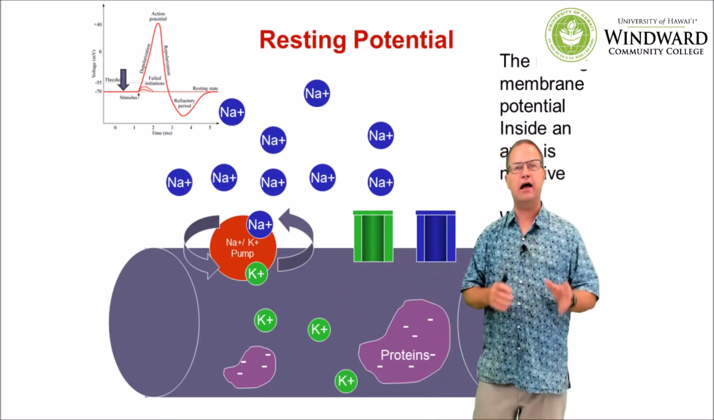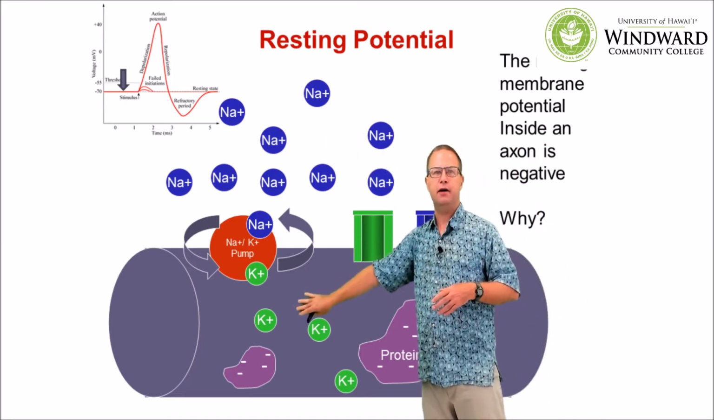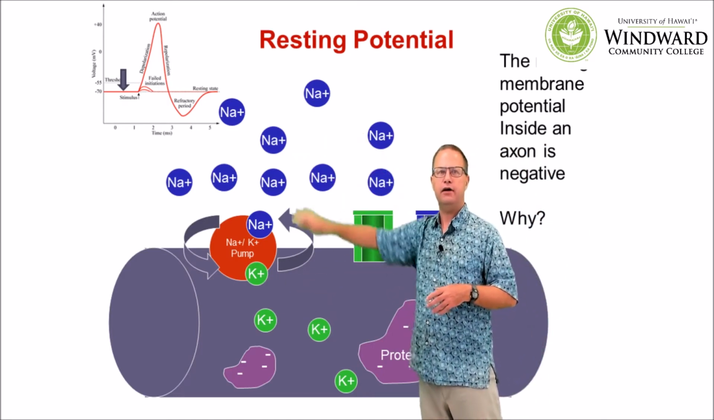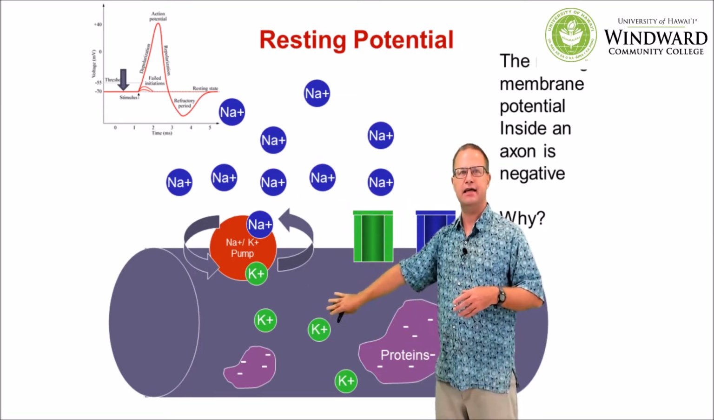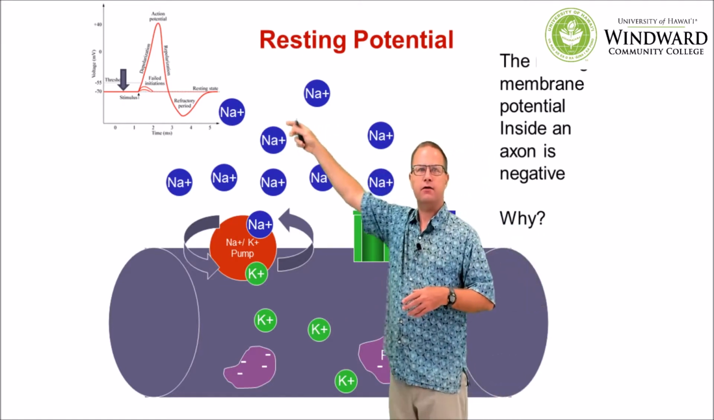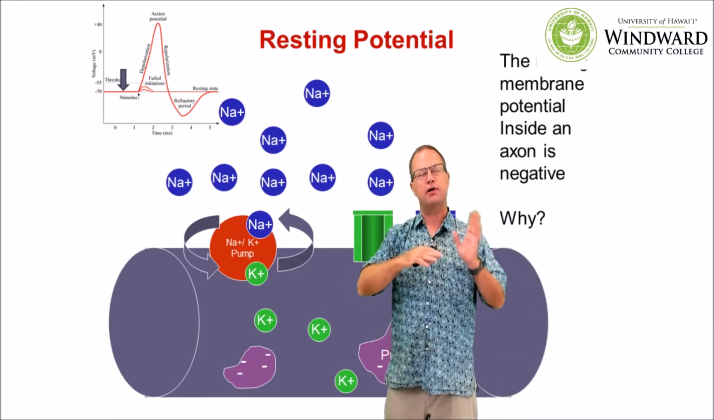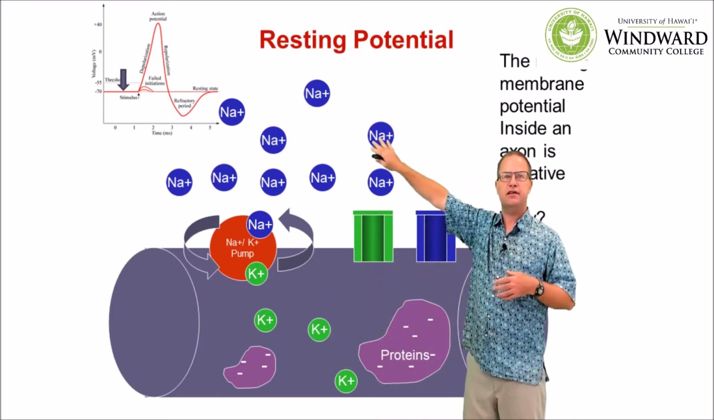So we're creating a charge differential. There's 3 more positive things out here for every 2 positive things in here. So relative to one another, the outside of the axon is positive, but the inside of the axon is negative. And that's why we're in the resting phase. If you take a look up there in the top left-hand corner of your screen, you can see that we're at approximately negative 70 millivolts, and that's because most of the positively charged things are out here.